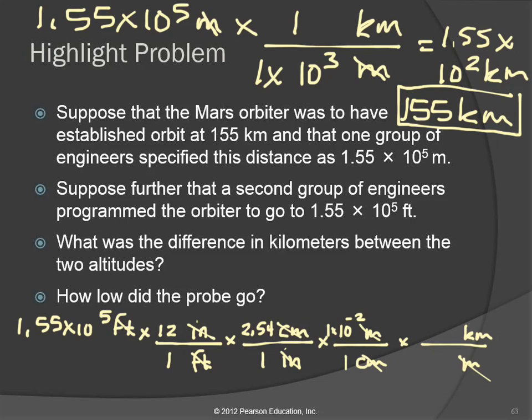And then kilo. We just did one with kilo. Kilo means 10 to the 3rd. I don't want to put 10 to the 3rd with the K. I want to put it on the other side. So 1 kilometer is 1 times 10 to the 3rd meters. 1.55 EE5 times 12 times 2.54 times 1 EE, change sign 2, divided by 1 EE3 equals 47.244 kilometers. If we're going to round that with significant figures, we're going to get 47.2.